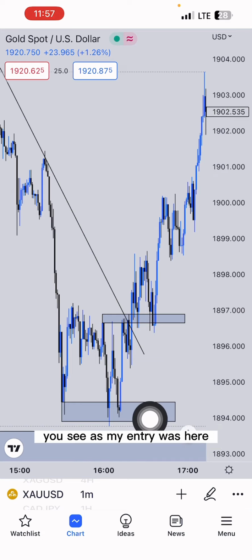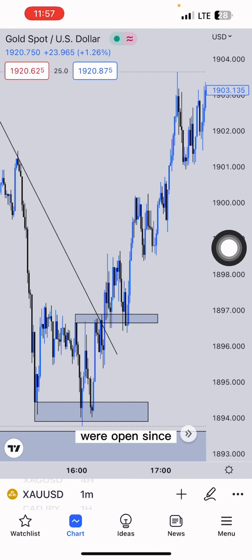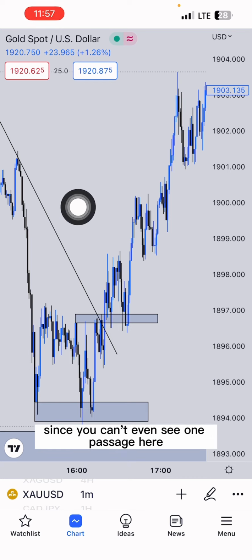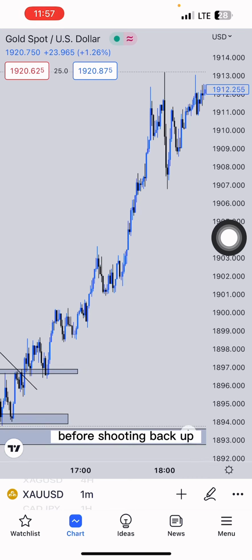You see, my entry was here, and my stop loss was just down here on this other part here, and then my profits were open since now price had broken up this level and then retested, and then it came into this level. So I put my target here, since you can even see when price reached here and then it consolidated a little before shooting back up.